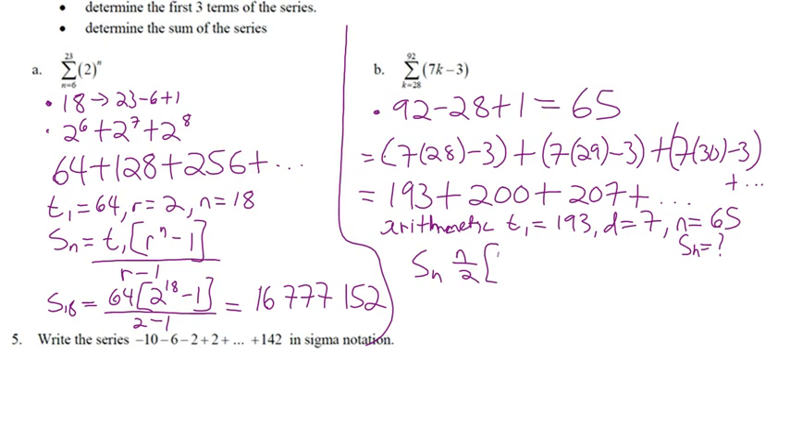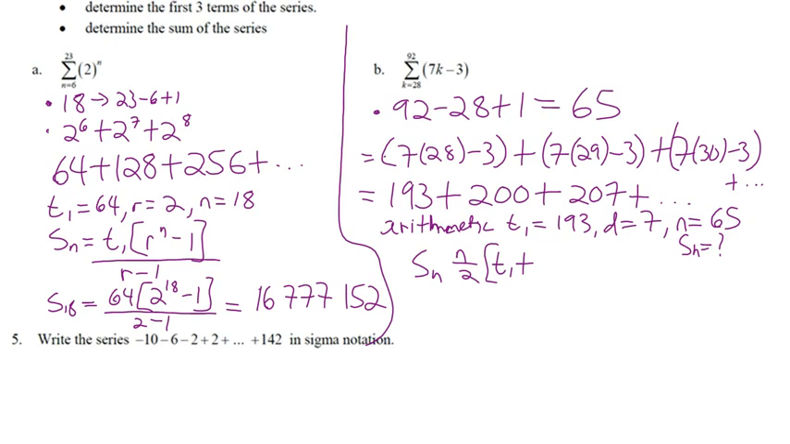N over 2 times T1 plus Tn. Really? Do you know Tn? Oh, no. I don't know Tn. So what formula are we going to use? N minus 1 times D. Is that the whole formula? N over 2 times T1 plus N minus 1 times D. You sure? Want to look it up? N over 2 plus... Yeah, it is. N minus 1.